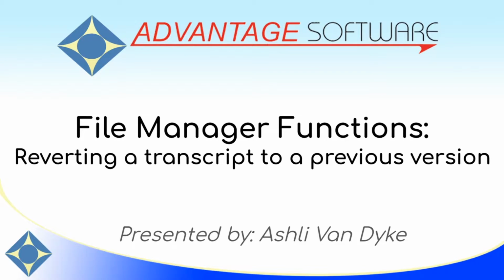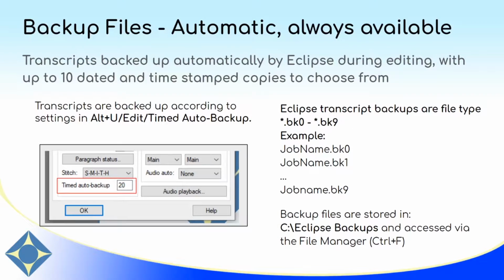I'm Ashley Van Dyke with Advantage Software, and on today's video, we're going to start going over file manager functions, beginning with reverting a transcript to a previous version. Eclipse automatically creates up to 10 dated and time-stamped copies of your file while you're editing it. Each of these dated and time-stamped copies will be an exact representation of what the file contained at that time.